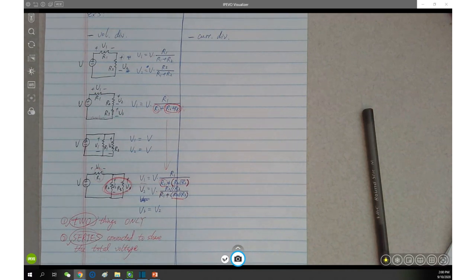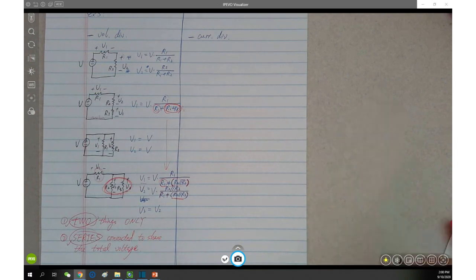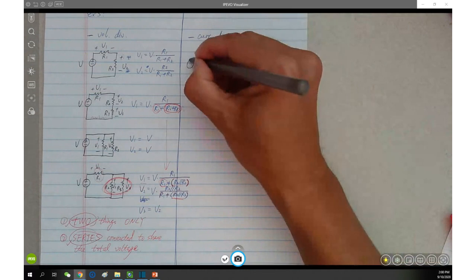Because V2 is the voltage across this combo, plus the V1 here equals the total voltage. No problem for that. So this is the voltage divider. In parallel, let's see the current divider.